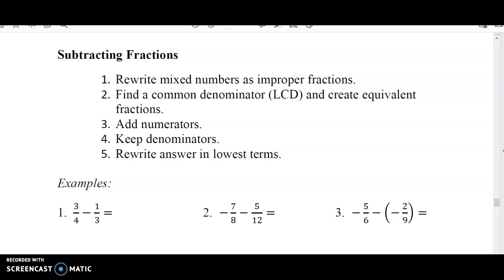However, this time we're going to incorporate what we learned about fractions, where you have to rewrite your mixed numbers as improper, find your common denominator, create your equivalent fractions, add your numerators using the rules of adding, keep your denominators, and write the answer in lowest terms.